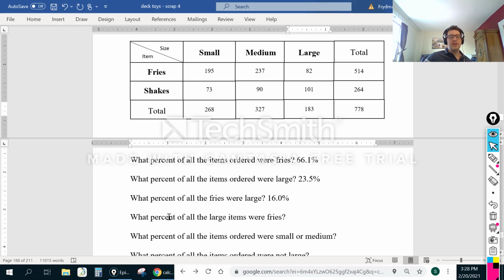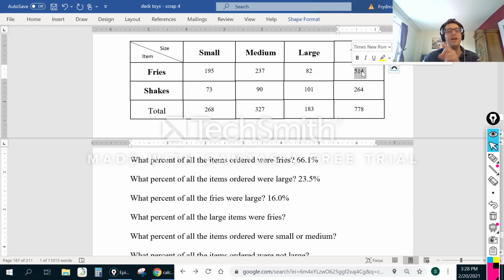Okay, what percent of all the large items were fries? This question is not the same as this question. You have to be careful. Back in this question, we were asked what percent of all the fries were large. So first we had to find the total of the fries. Here's fries here, and here's the total number of fries, which was 514. And then see how many out of those 514 were large, which was 82.